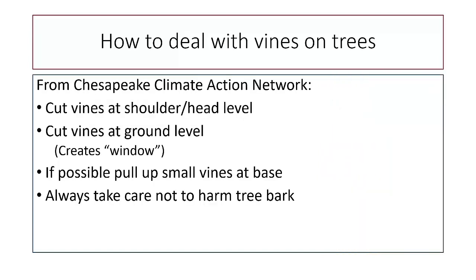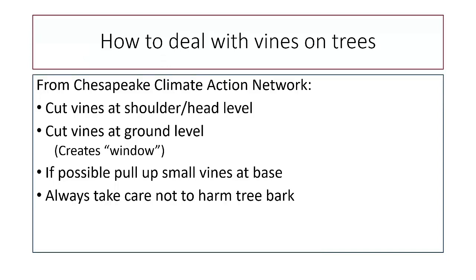From the Chesapeake Climate Action Network, their advice on how to deal with invasive vines is to cut the vines at about the shoulder level and also at the ground level, and pull off as much of the vine as you can out of the ground. Pull off what you can on the tree, and always take care not to harm the tree bark.